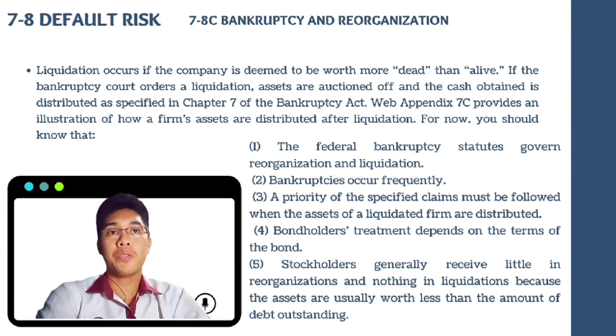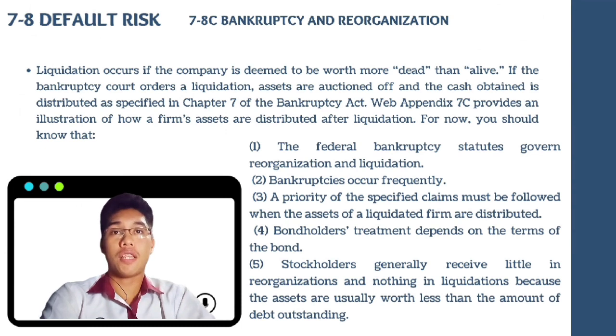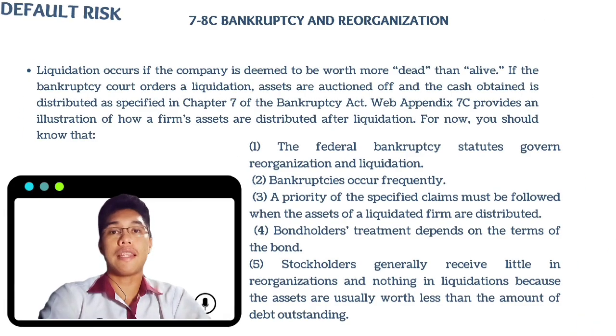For now, we should know that, number 1, the federal bankruptcy statutes govern reorganization and liquidation. Number 2, bankruptcies occur frequently. Number 3, a priority of the specified claims must be followed when the assets of a liquidated firm are distributed. Number 4, bondholders' treatment depends on the terms of the bond. And lastly, stockholders generally receive little in reorganization and nothing in liquidation because the assets are usually worth less than the amount of debt outstanding.